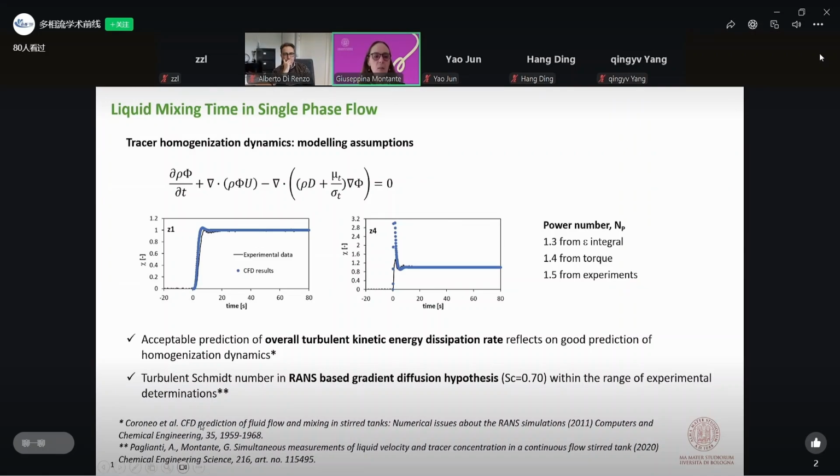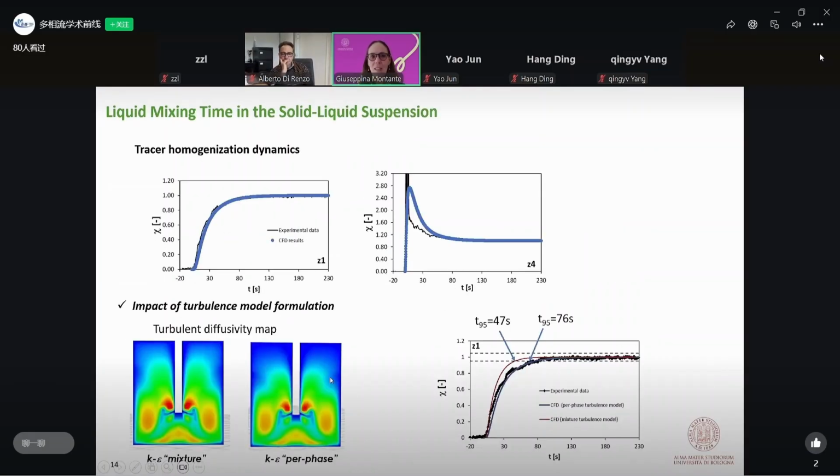Details on these are also given in this paper below. I don't have time to go into each detail, but what I want to stress more here is that we have a very good agreement, not only in single phase but also in two-phase flow, provided that we have a proper turbulence model formulation.